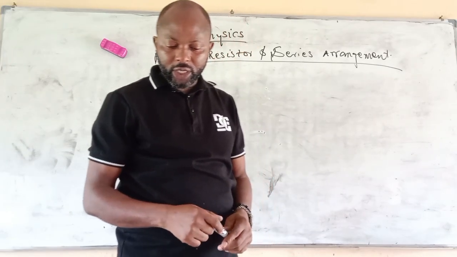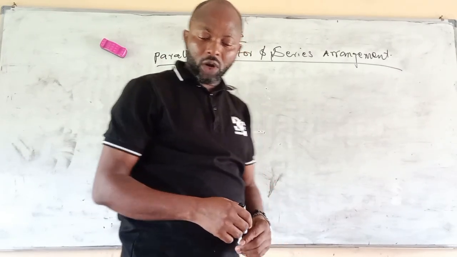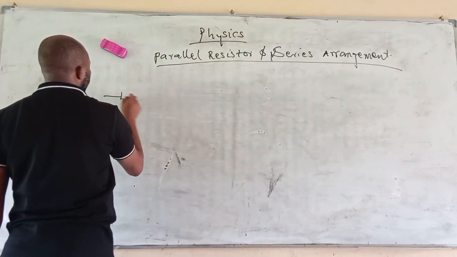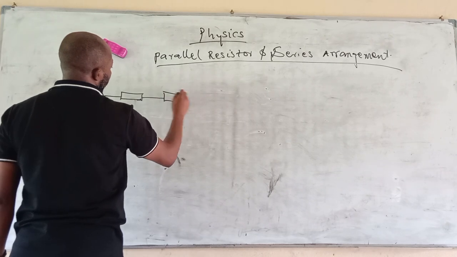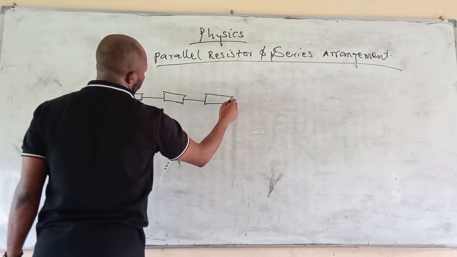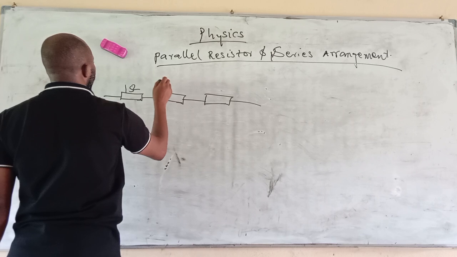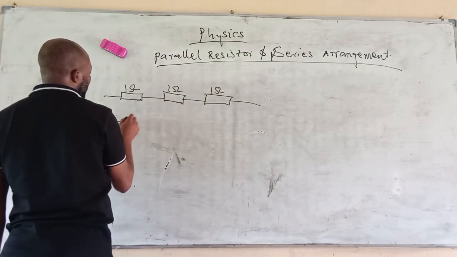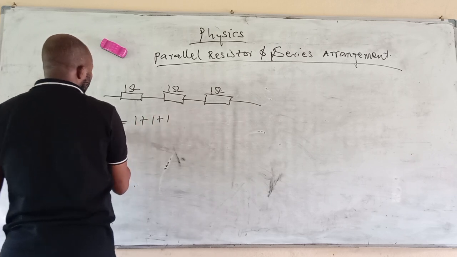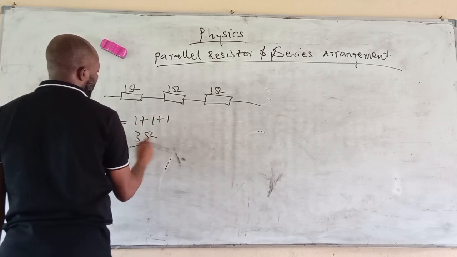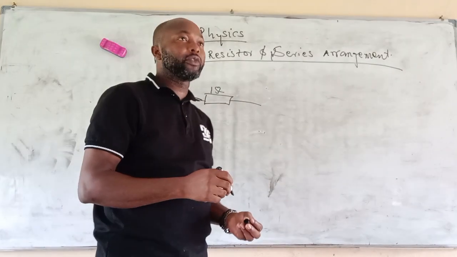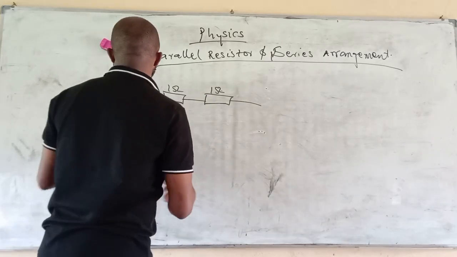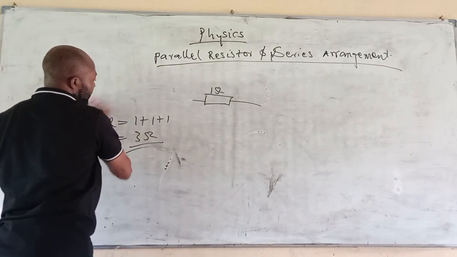So our first question is all in series. In series, we say R is equal to 1 plus 1 plus 1. R is equal to 3 ohms. So this is not it. It cannot give us 1.5. Let's take our next question and see. So A is out. Let's take B.